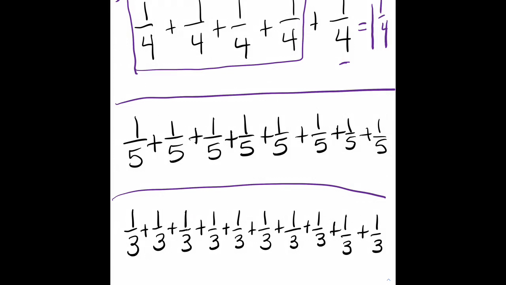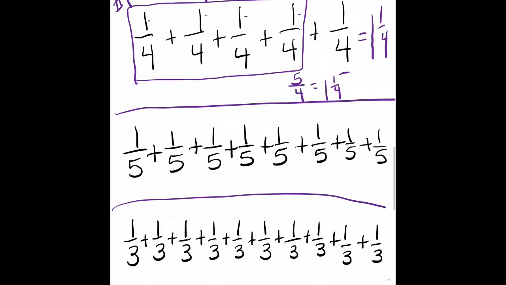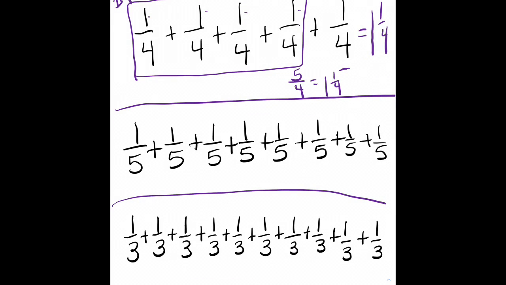If I want the improper fraction, all I do is add my numerators, and my denominator is going to stay the same. So my denominator is going to be 4, and I'm going to add 1, 2, 3, 4, 5. I have 5/4. So 5/4 equals 1 1/4. Okay, you might be thinking, wow, Mrs. McKenzie, this is a little bit easier, but sometimes we need to start with the picture form and then move to the equation form. So let's look at number 2.